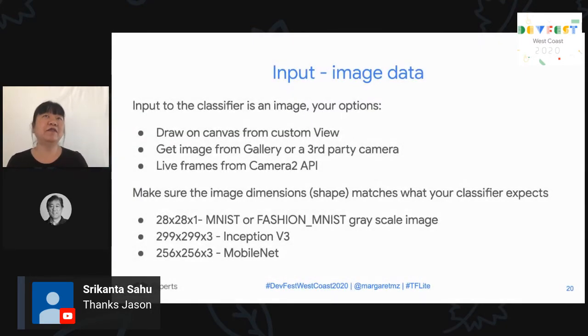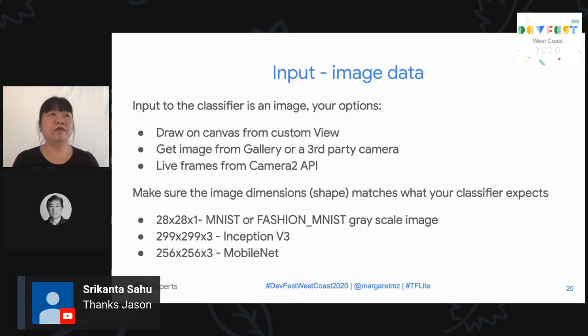And if we have an input image, in this case, if we're working with MNIST data, the digits, you have the image captured either by drawing on canvas from a custom view, or getting an image from the photos gallery, or getting an image from a third-party camera, or a live frame from, say, your camera API, right?